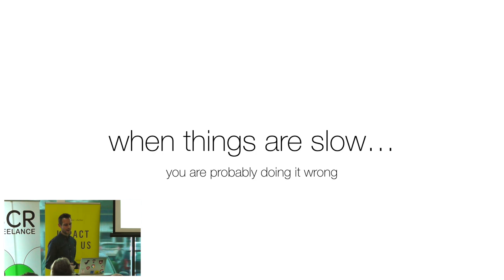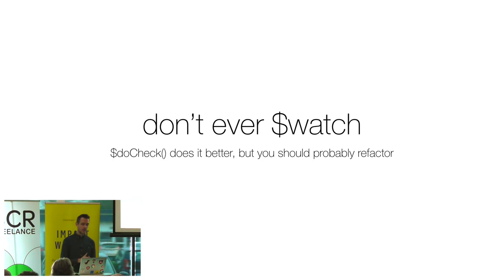So I thought I'd just go over some of the stuff that I've done, that I've seen myself do, and then said to myself, maybe I shouldn't do this, because it hurts performance. So, don't use watch. What watch is, if you don't know, a watcher on the scope is where you can say, whenever this thing on the scope changes, give me a callback.